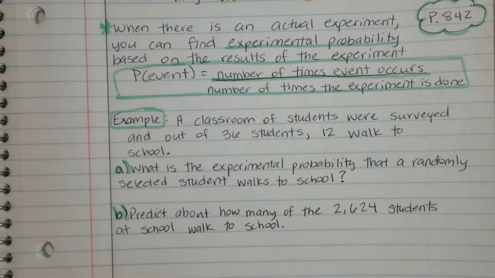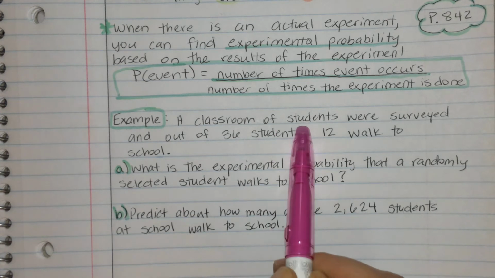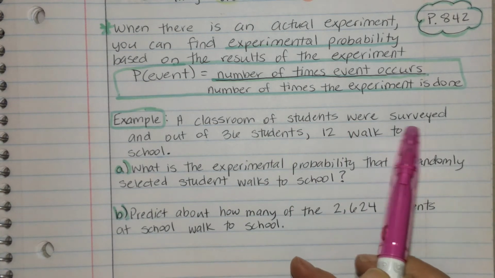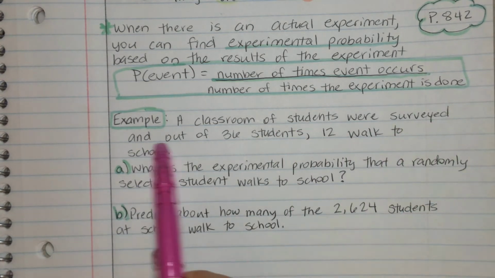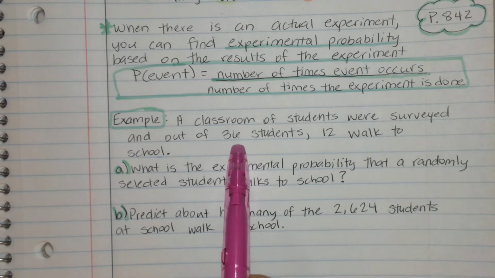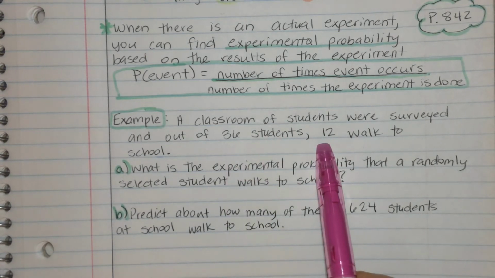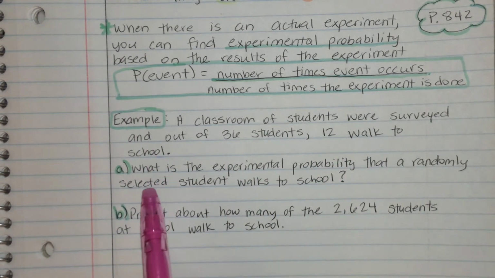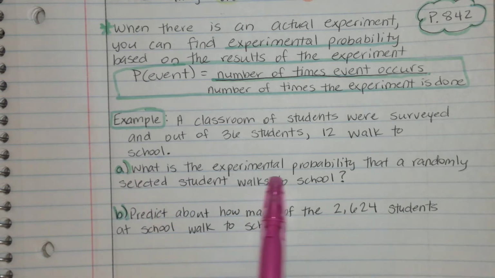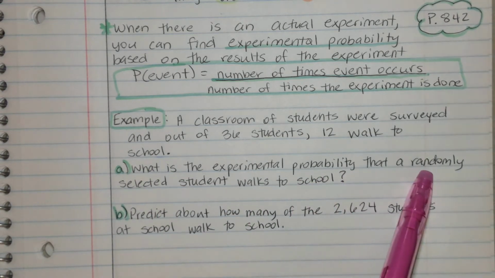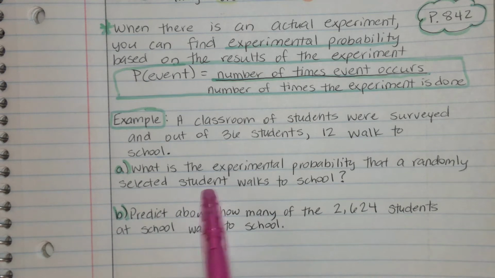I'm going to start reading it just in case. So if you pause it, then you're waiting. A classroom of students were surveyed, which means they were asked this question. Out of 36 students in this one classroom, 12 of them walked to school. So the first question is, what is the experimental probability that a randomly selected student in that class walks to school? So we're going to go ahead and set that up.